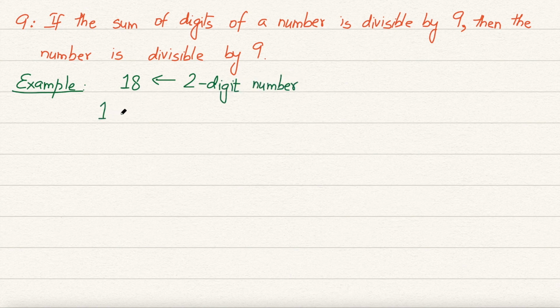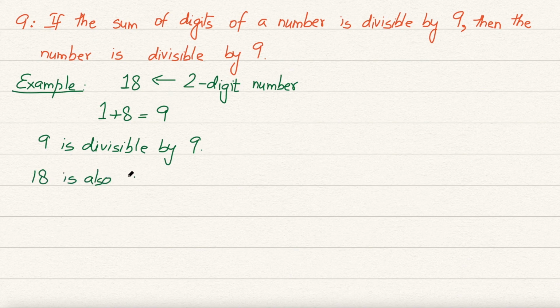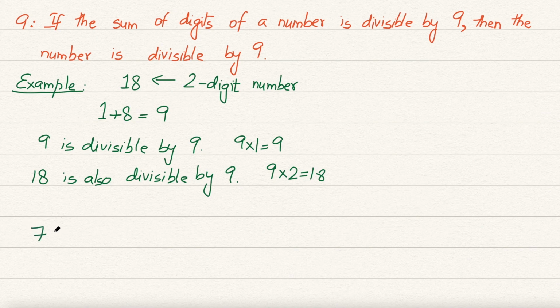Let's find the sum of digits. 1 plus 8 is 9. The sum of the digits is 9. Is 9 divisible by 9? Yes, 9 is divisible by 9. That means 18 is also divisible by 9. From the table of 9 you can see that 9 times 1 is 9 and 9 times 2 is 18.